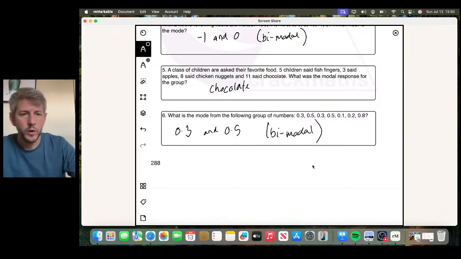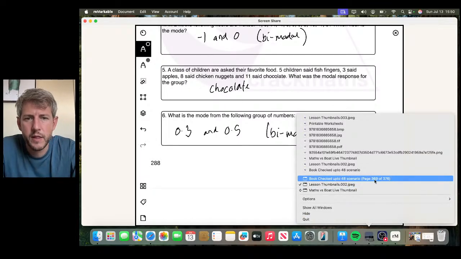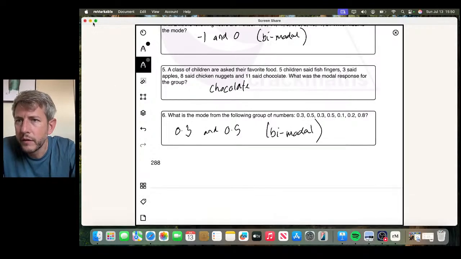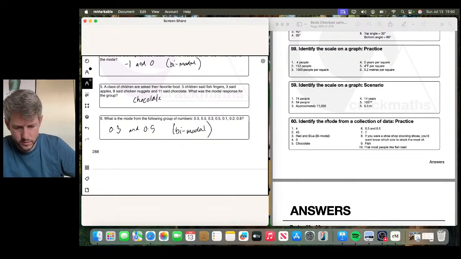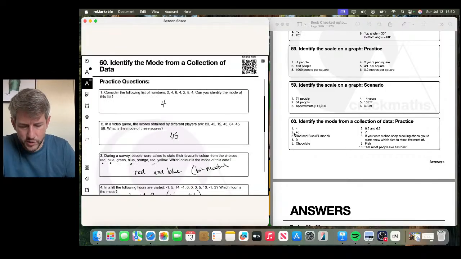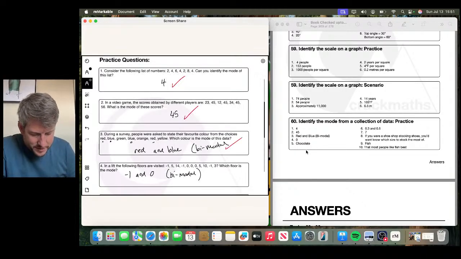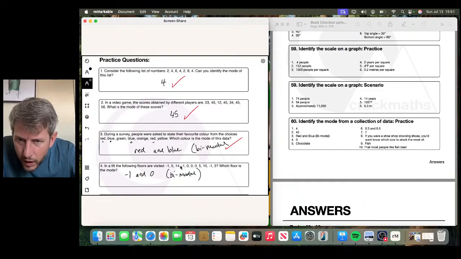Okay. Right, that's questions 1 to 6 done. So let's mark these. Okay, and then we can move on. Here we go. Right, so question 1 is 4, 45, red and blue, bimodal. Oh, they've just said 0. 1 second. Let's see. 1, 2, 3. 1, 2, 3.